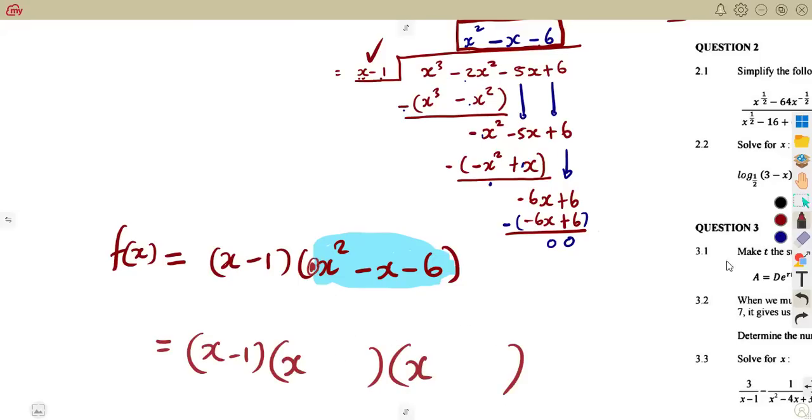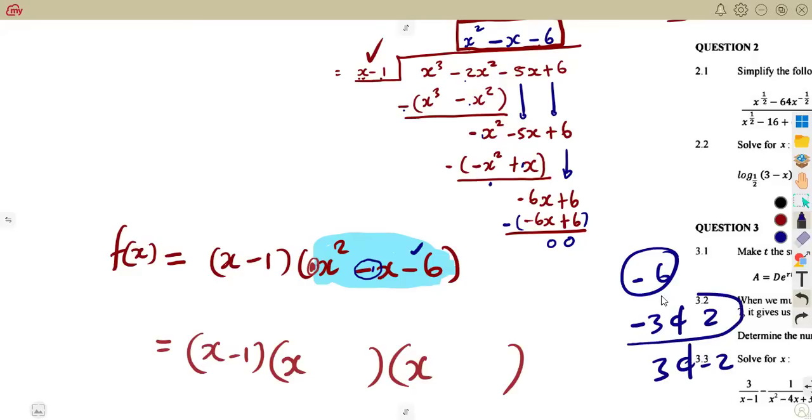X times x is what? X squared. What are the products? The factors of negative 6. But these must add up to negative 1. You multiply two numbers, you get negative 6, but when you add the two numbers, you must get negative 1. So 3 and 2. It can be a minus 3 and 2 or a 3 and minus 2. Adding this, minus 3 plus 2 is what? That's minus 1. 3 plus minus 2, that's positive 1. So which gives us a negative? The minus 3 and the 2. So this is what you're going to have, minus 3 here and a positive 2.